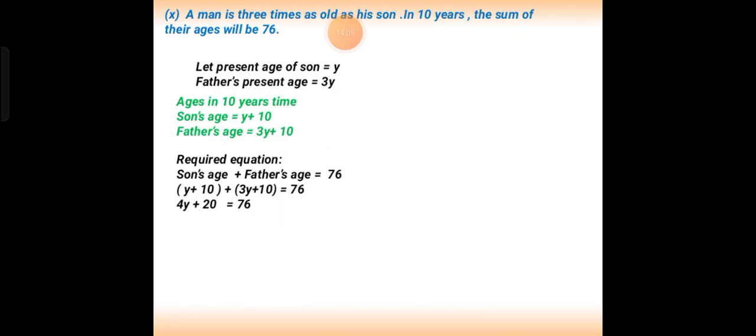A man is 3 times as old as his son. In 10 years, the sum of their ages will be 76. So let the present age of the son be y. Father's present age is 3y. In 10 years, son's age is y plus 10. Father's age is 3y plus 10. Required equation: son's age plus father's age is equal to 76. y plus 10 plus 3y plus 10 is equal to 76. 4y plus 20 is equal to 76.